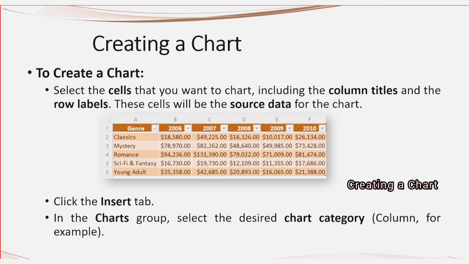To create a chart, select the cells that you want to chart. Include the column title and the row labels. This is your column title. This is your row label. These cells will be the source data for the chart. So click the Insert tab. In the chart group, select the desired chart category. Column for this example.